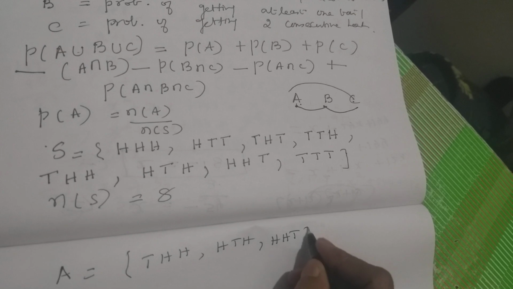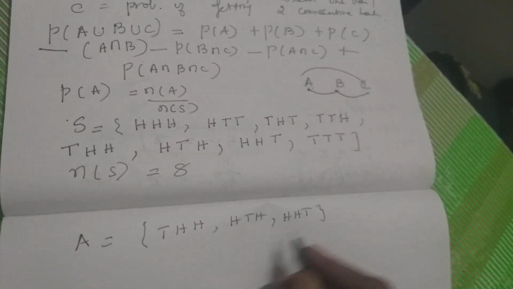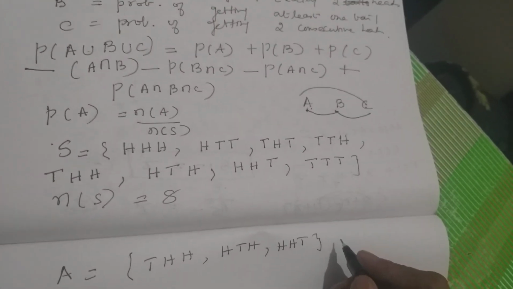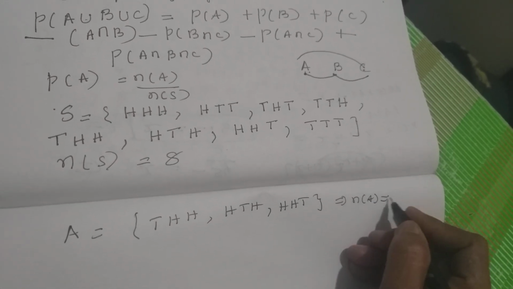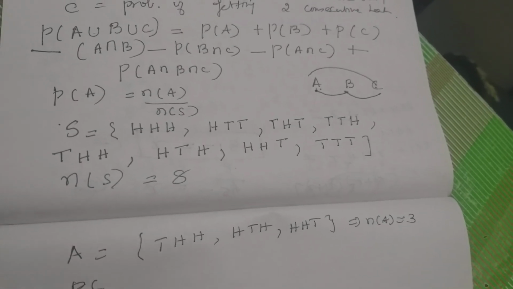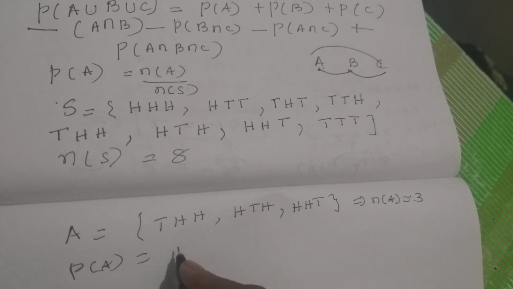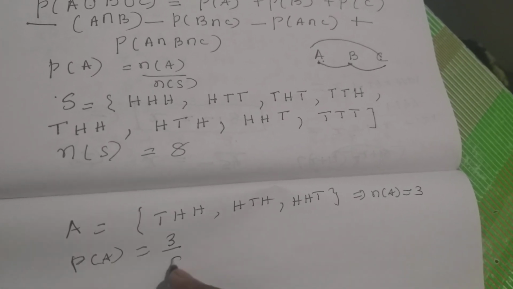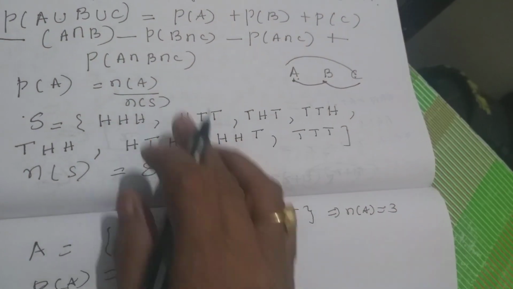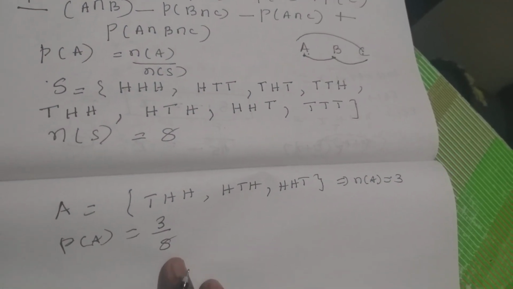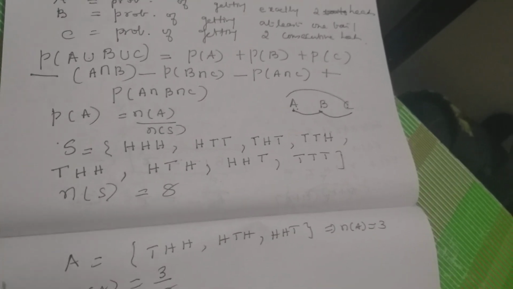Understand? I hope children you understand. So how many are coming here? 1, 2, 3. So n of A is 3. That means P of A is n of A by n of S. So 3 by 8. You know the formula: P of A is n of A by n of S, 3 by 8.